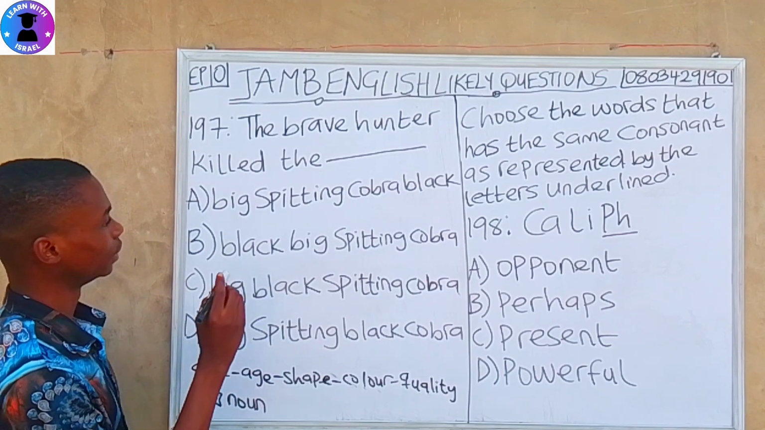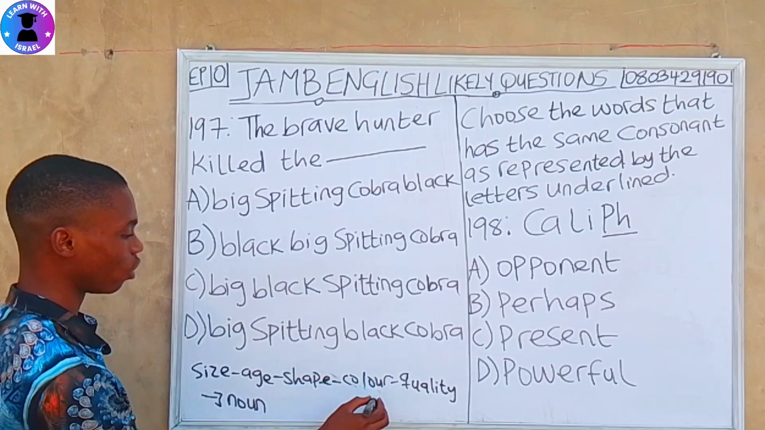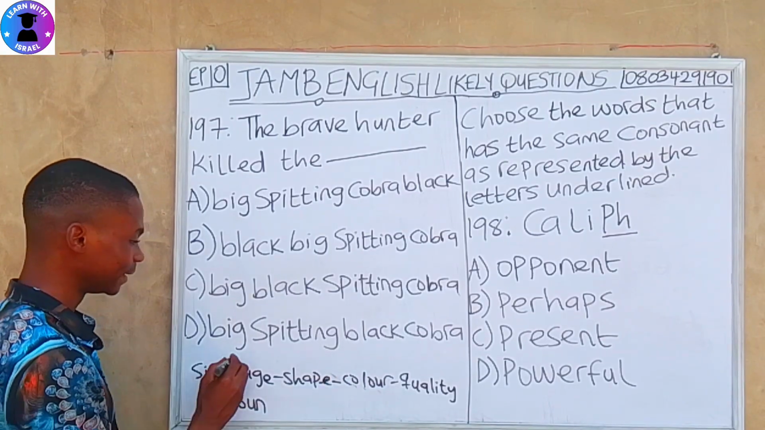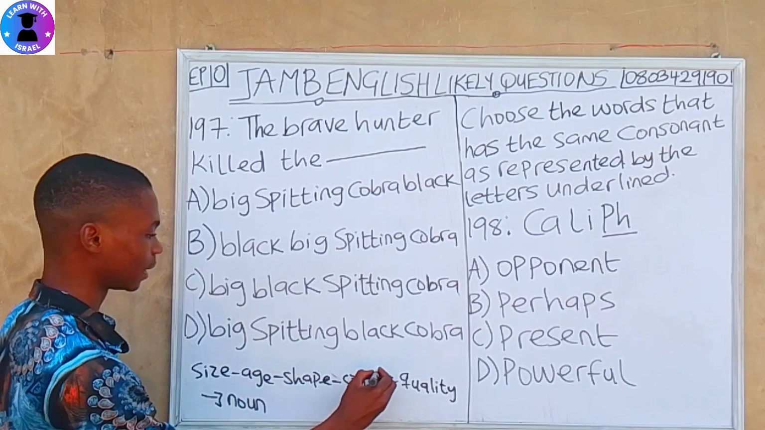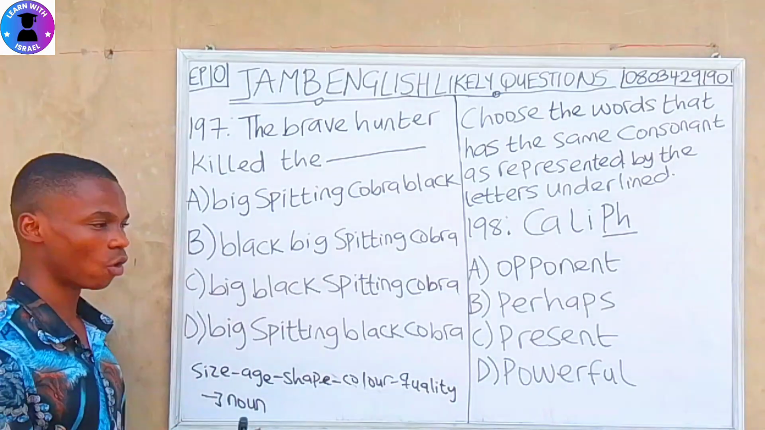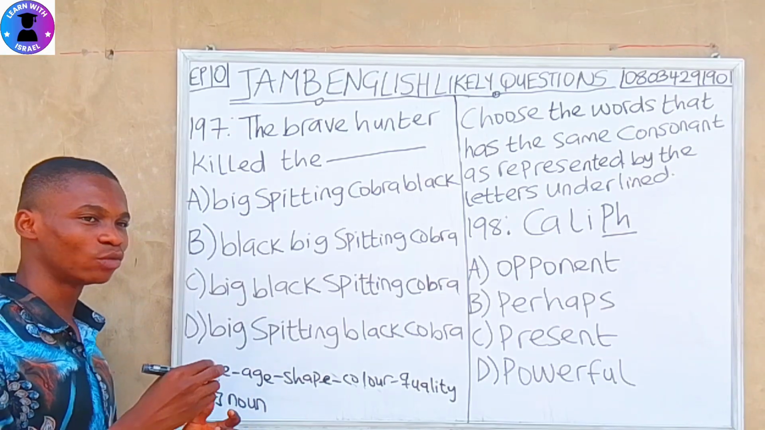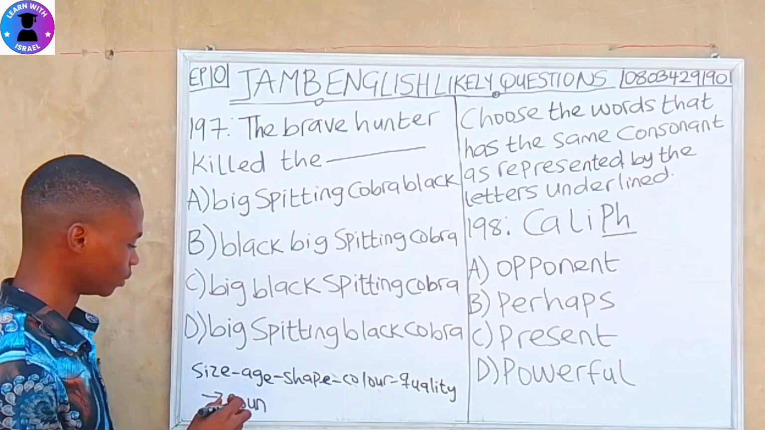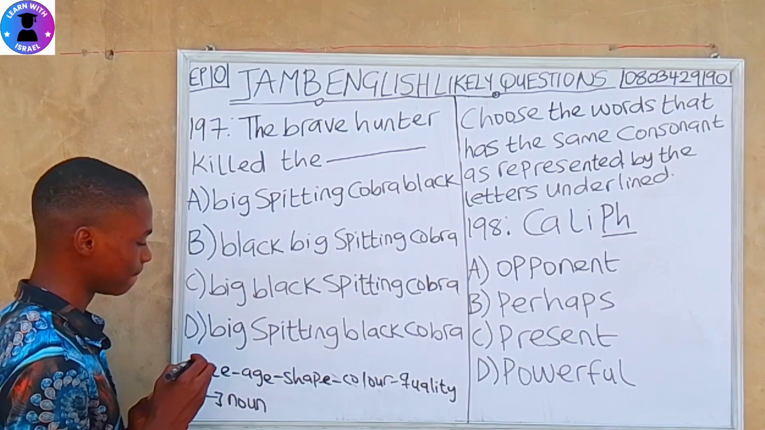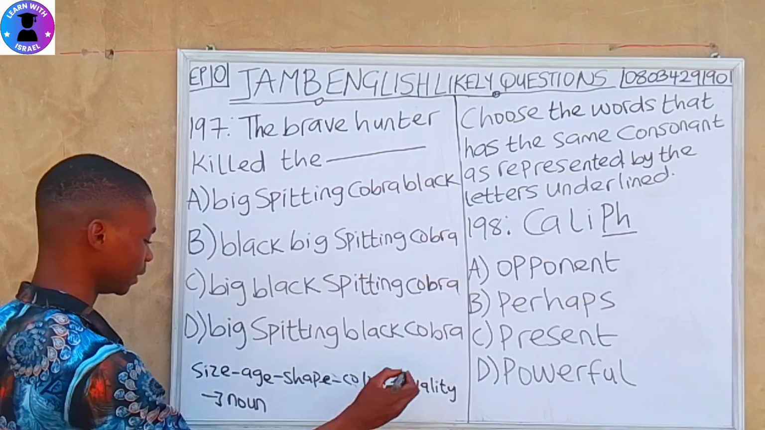For age, we don't have age. We don't have shape. For color, black. So size, color: big, black. Quality: spitting. Spitting is the quality of the cobra. Is that clear? Spitting cobra tells you what the cobra does. And the noun is the cobra. So big, black, spitting cobra.